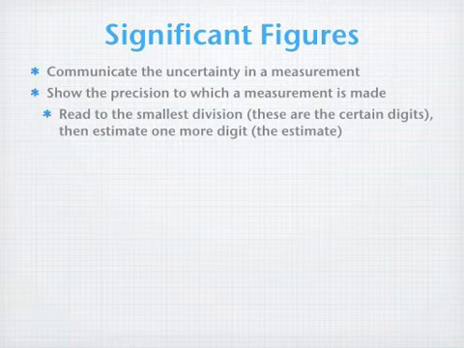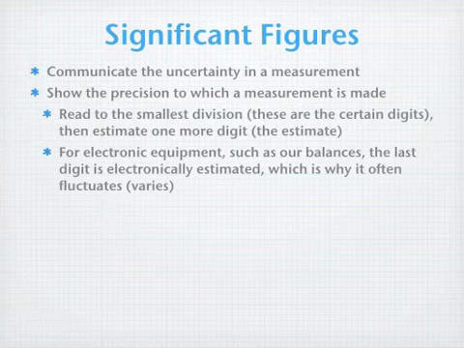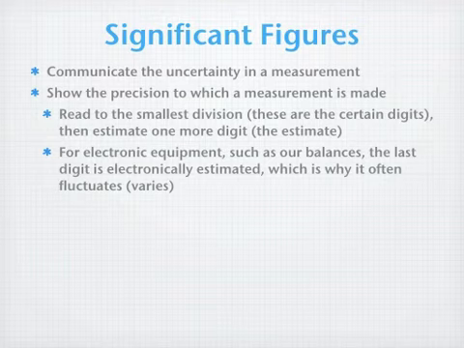And then because the eye is very good at estimating, you're going to estimate one more digit after the last certain digit, between the last two smallest divisions that you have. For electronic equipment, such as our balances, the last digit is electronically estimated, and often you'll see it fluctuating or varying up and down. You'll ask in class which value to use, and I'll tell you just pick one. It doesn't matter, because that is just an estimate.